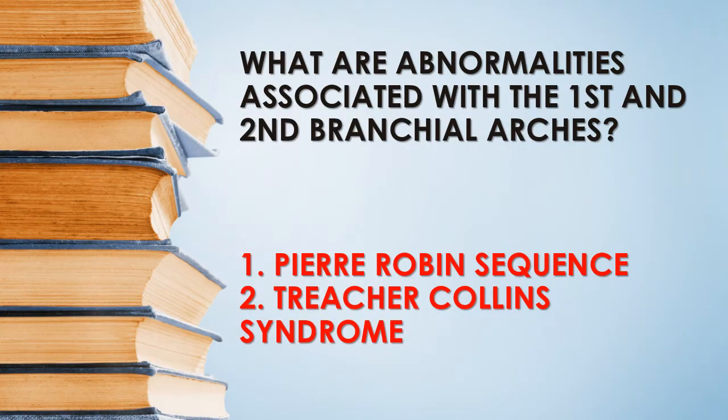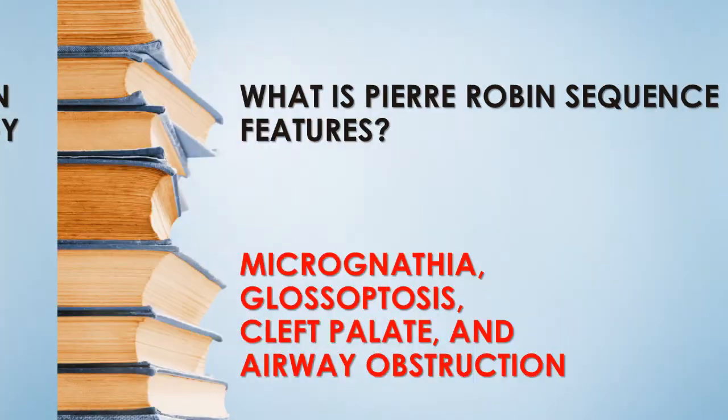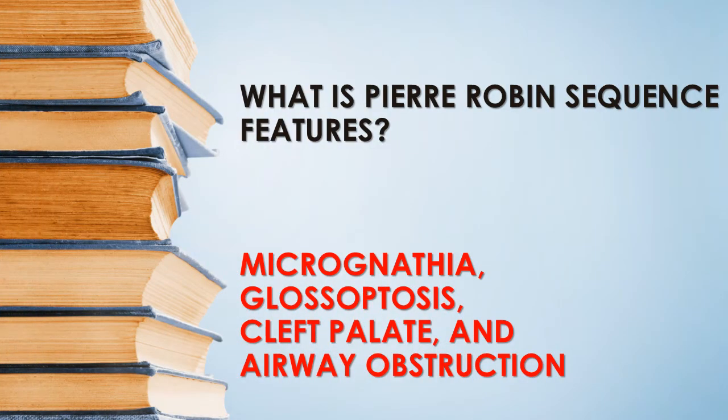What are abnormalities associated with the first and second bronchial arches? 1. Pierre-Robin sequence. 2. Treacher-Collins syndrome. Pierre-Robin sequence is an abnormality of the first and second bronchial arches. What are the features of Pierre-Robin sequence? Micrognathia, glossoptosis, cleft palate, and airway obstruction.